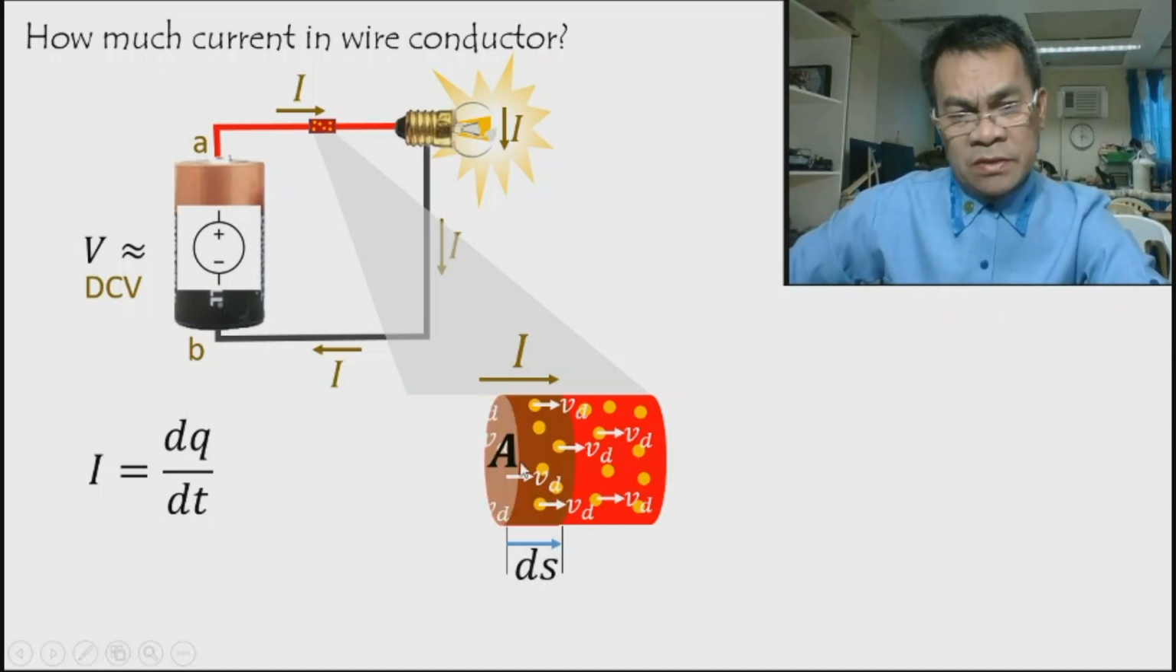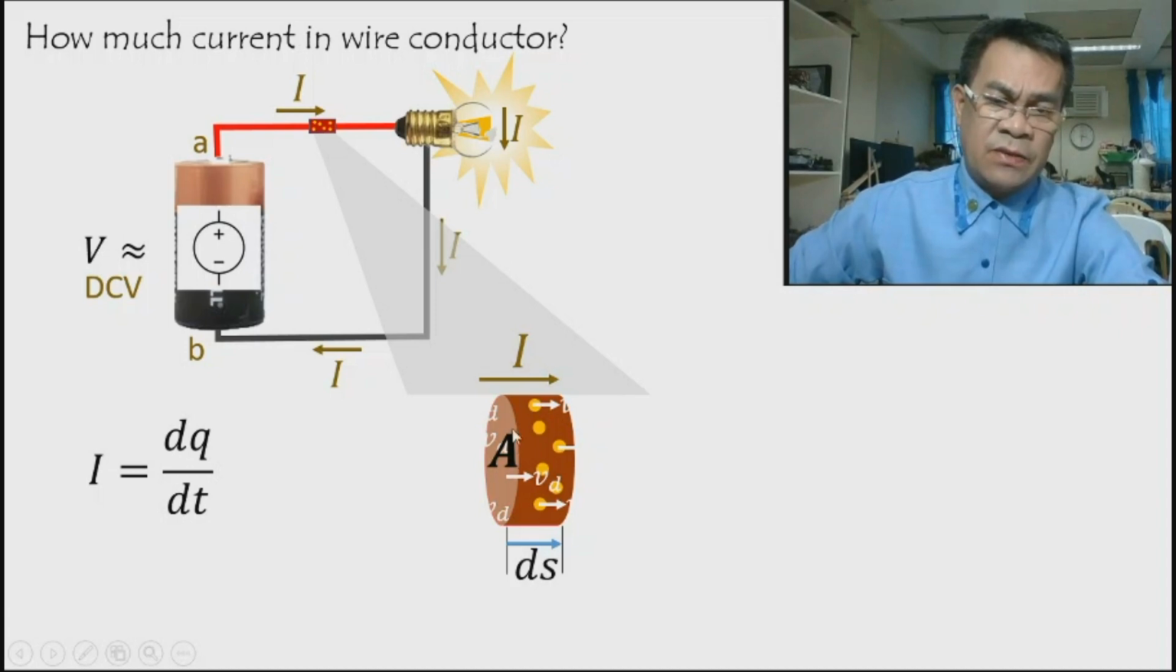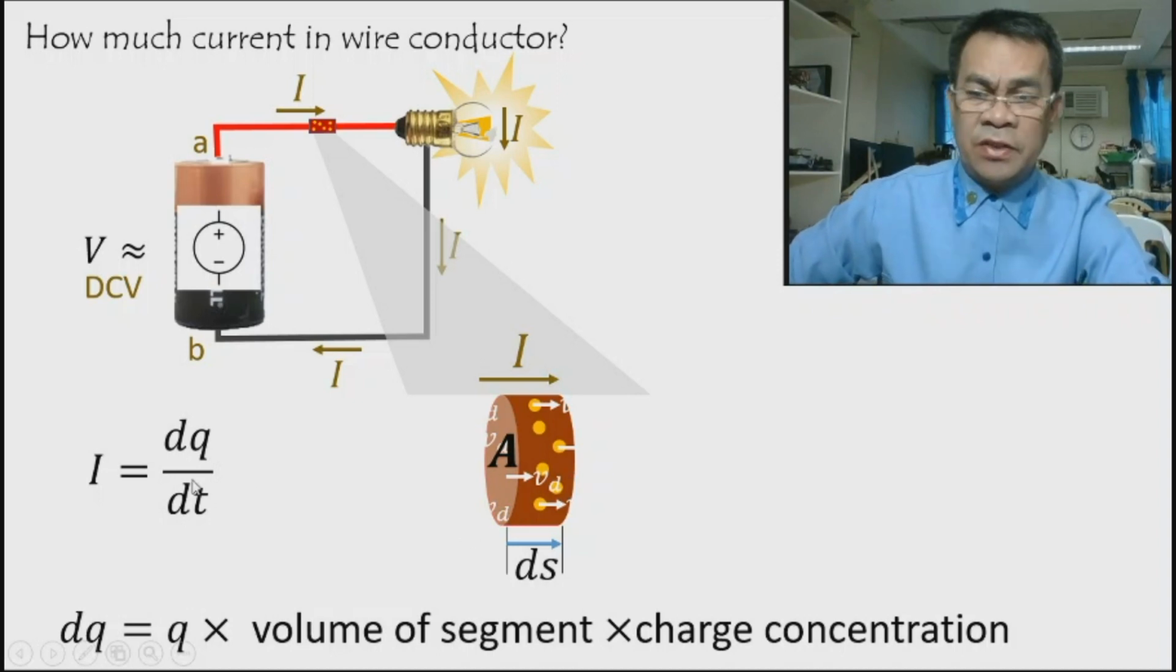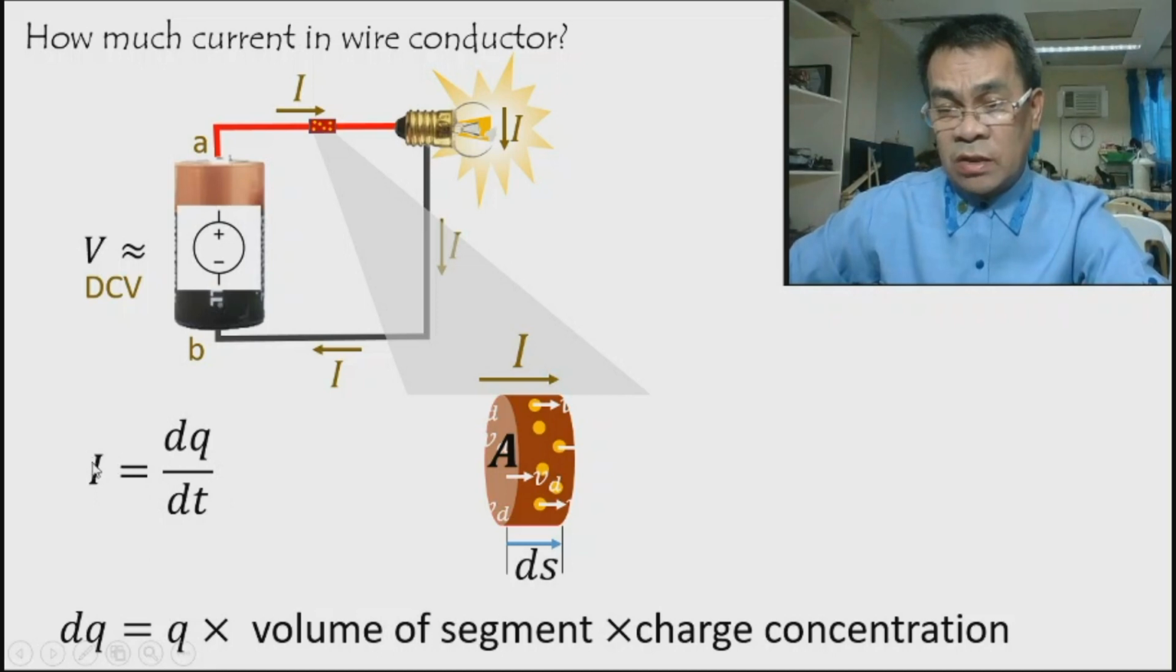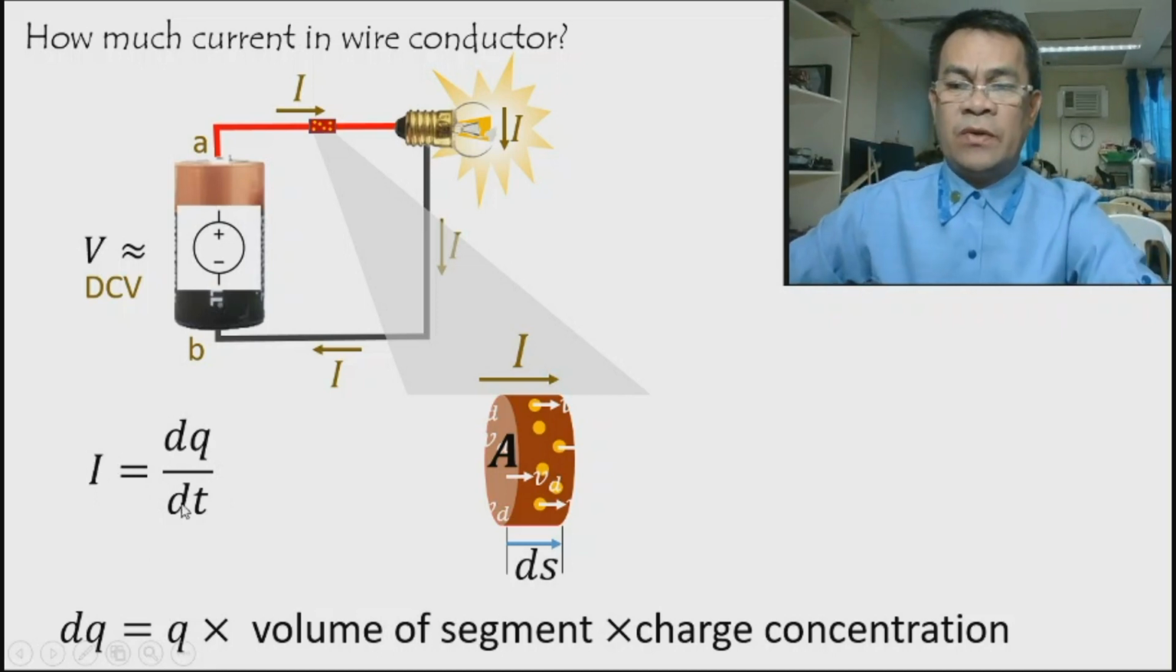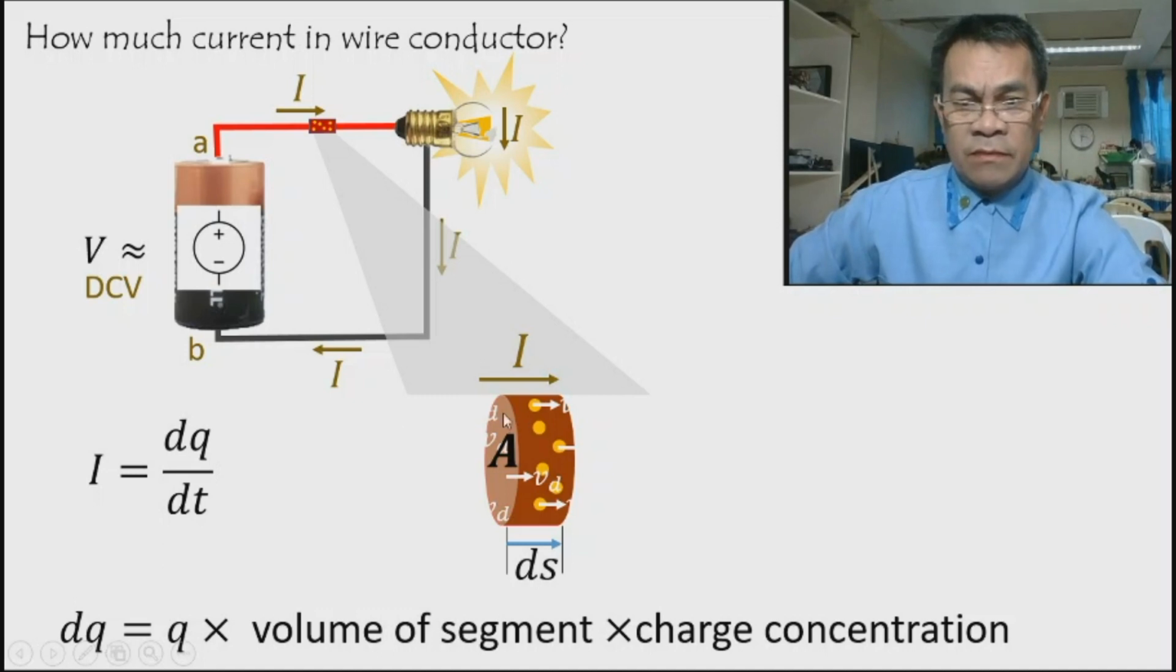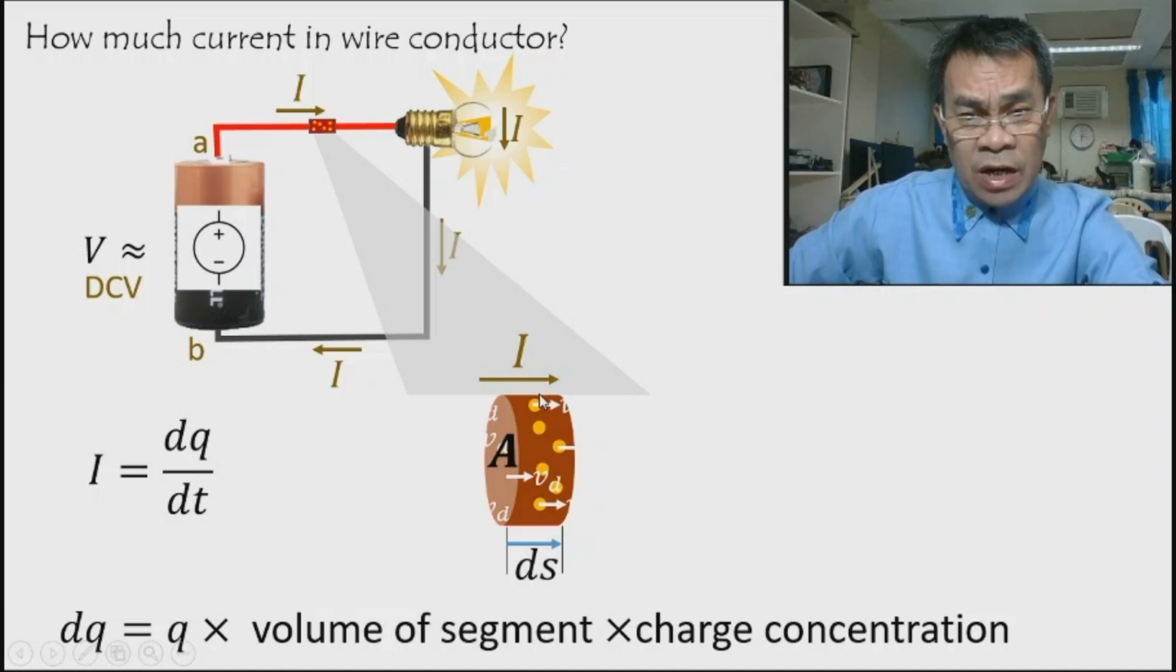So we will consider only one part of that. This is now a segment of the conductor whose length is ds, and we have the area of the conductor. In order to compute dq, because we want to calculate I, we need dq and dt. dq means, in a very, very small volume, how much charge is inside of it. That's dq. Take note that we don't know how many electrons are there inside that segment.